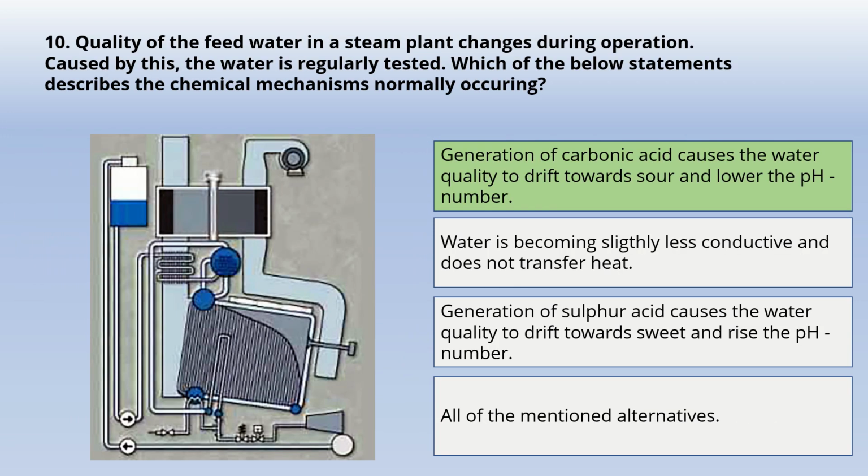Quality of the feed water in a steam plant changes during operation. Caused by this, the water is regularly tested. Which of the below statements describe the chemical mechanisms normally occurring? Generation of carbonic acid causes the water quality to drift towards sour and lower the pH number.